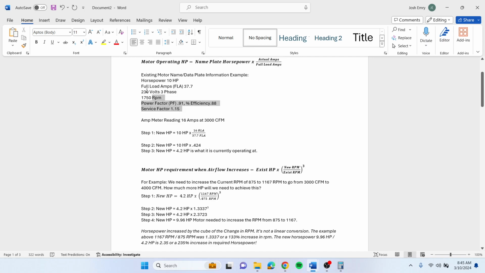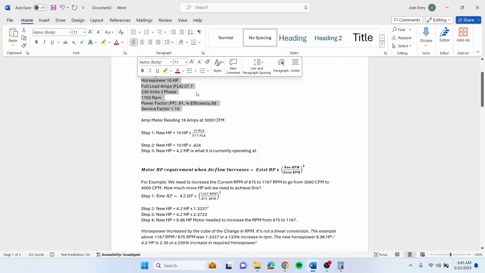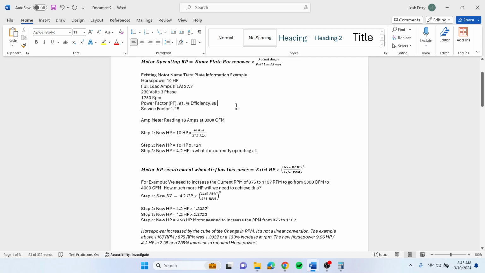So here's the nameplate data off the motor. It's 10 horsepower, its full load amps are 37.7. Your amp meter reading is 16 amps at 3000 CFM. So step one is plug this information into the equation. You'll end up with 10 horsepower times 16 run load amps divided by 37.7 full load amps.